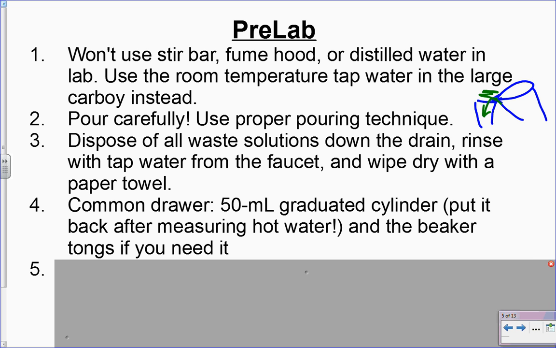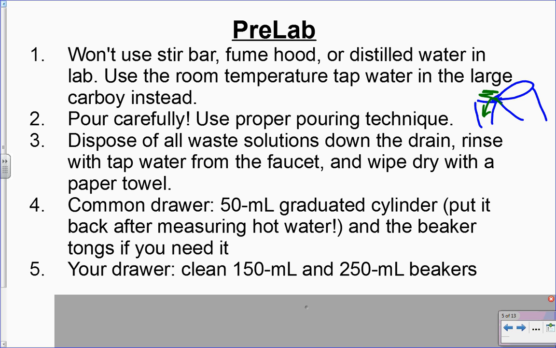So you're going to need your graduated cylinder from the communal drawers. And once you've measured your 50 milliliters of hot water and you've dumped it in your calorimeter and started part one, put the 50 milliliter graduated cylinder away. And when you get your hot water, if you're uncomfortable with the temperature of the water and you're worried about getting burned, remember you can use the beaker tongs from the communal drawers and then just put them back away when you're done as well.